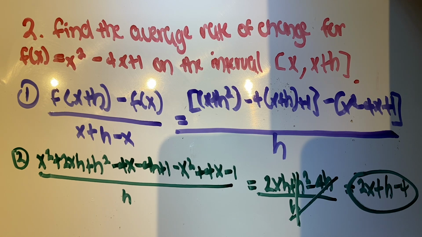In this example, we are asked to find the average rate of change for f of x equals x squared minus 4x plus 1 on the interval [x, x plus h], where x is represented as a and x plus h is represented as b. First, we can plug in the values of the interval into the function in the equation as f of x plus h minus f of x over x plus h minus x, which is equal to (x plus h) squared minus 4(x plus h) plus 1 minus (x squared minus 4x plus 1) over h.